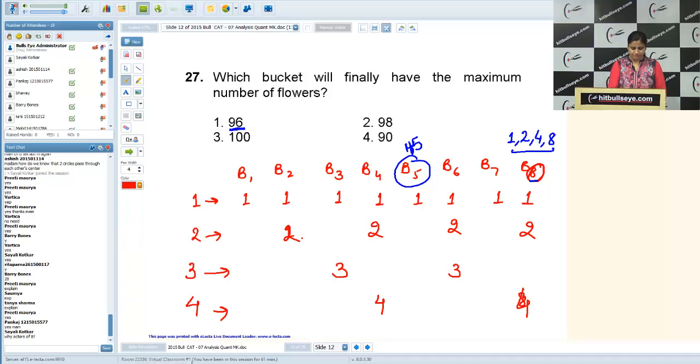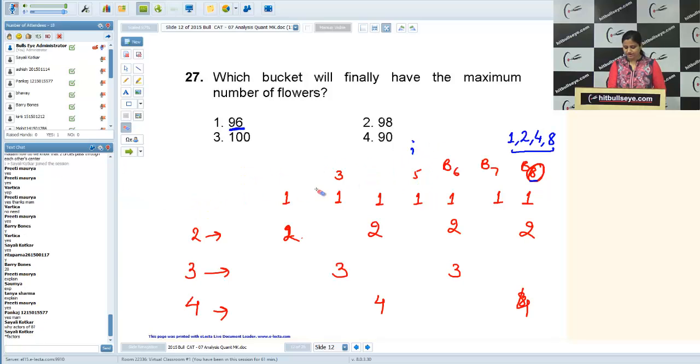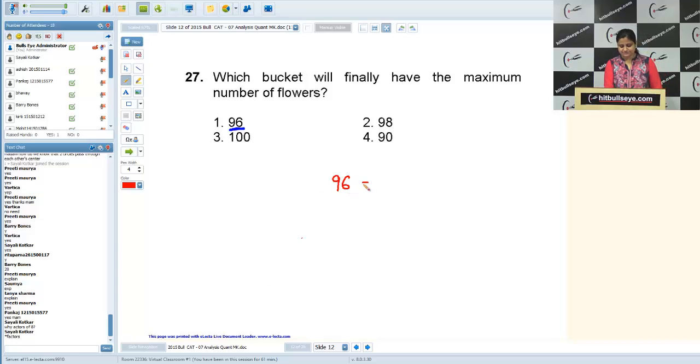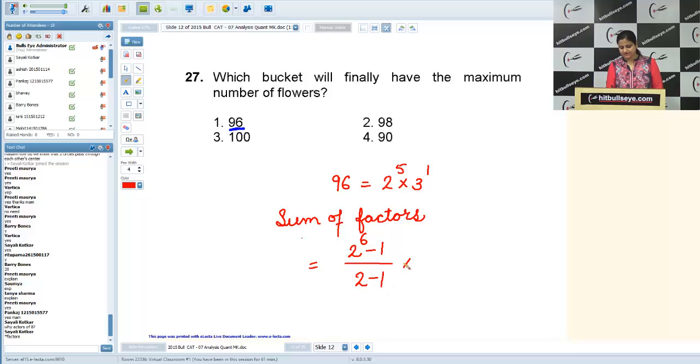Luckily that was the option, but we have to check it for every option, then only you can decide what is the maximum number. You have to compare all the options. So if we take 96, what is 96? That is 32 into 3, that is 2 raised to power 5 into 3 raised to power 1. So what is the sum of factors of 96? We'll apply that formula, you must know that formula. That is (2 raised to power 6 minus 1) upon (2 minus 1) into (3 squared minus 1) upon (3 minus 1).